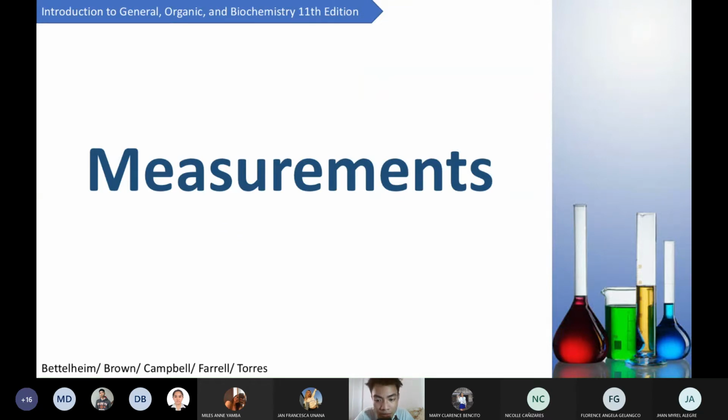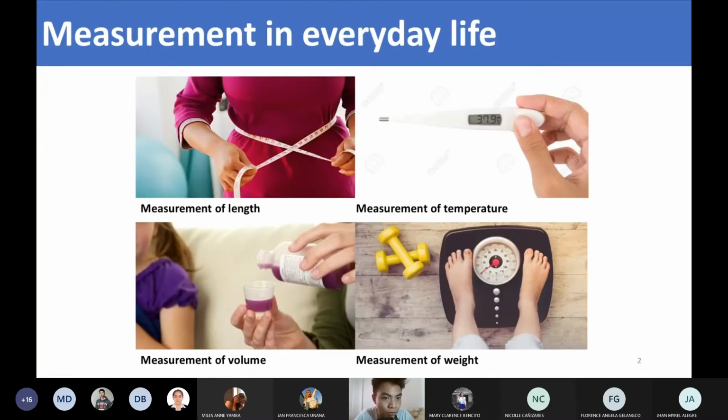So ano ba yung mga mini-measure natin sa buhay? We sometimes measure the length of objects. Minsan temperature, especially during the pandemic time, pag may sakit ka, measure mo agad temperature mo. Then volume, gamit ka lang ng mga containers with graduations or markings, you can measure the volume. And pwede rin yung weight. You have to use special devices such as weighing scale in order for you to have an idea kung ano yung weight mo or mass.